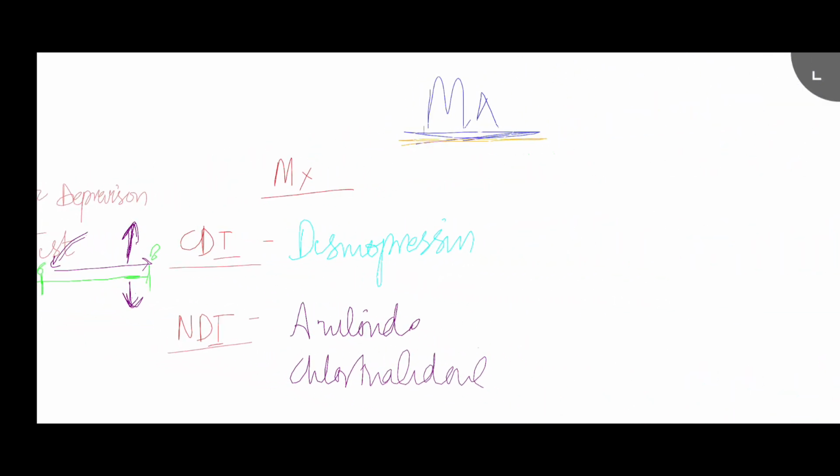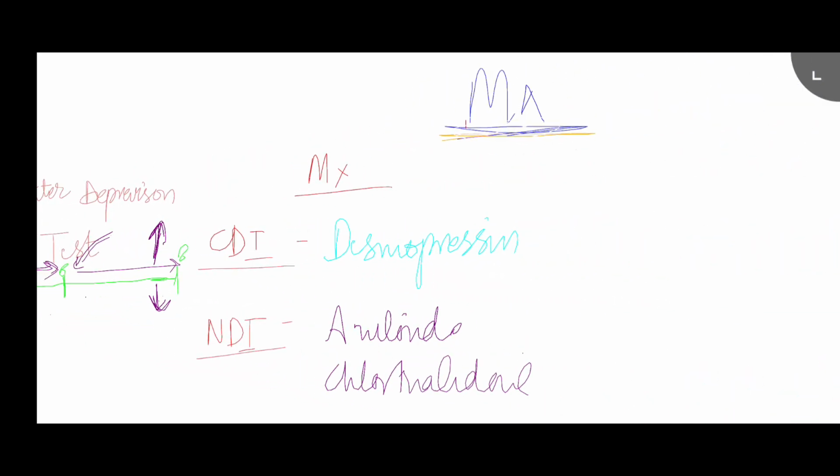Let's move toward the management. In central diabetes insipidus, definitely you need to give desmopressin, because there is a partial or total lack of it. You need to give desmopressin subcutaneously, orally, or intranasally.